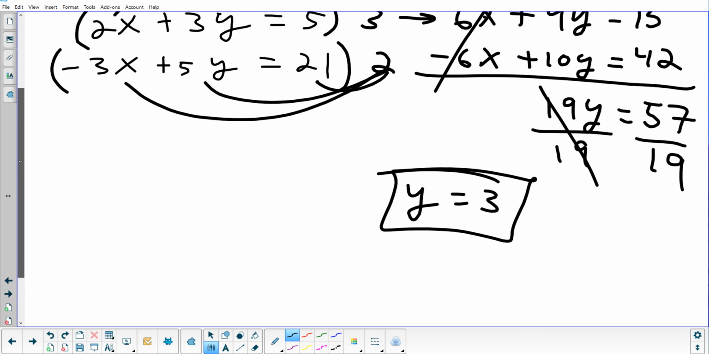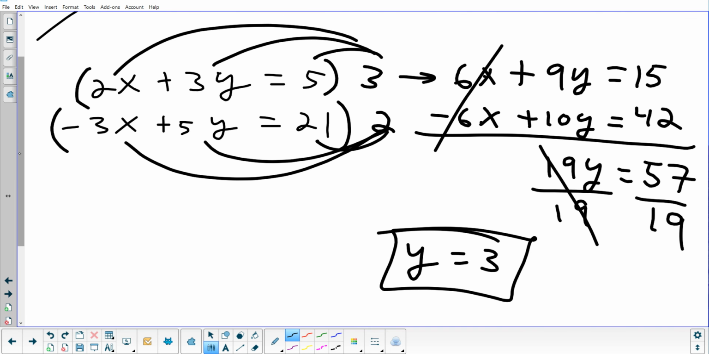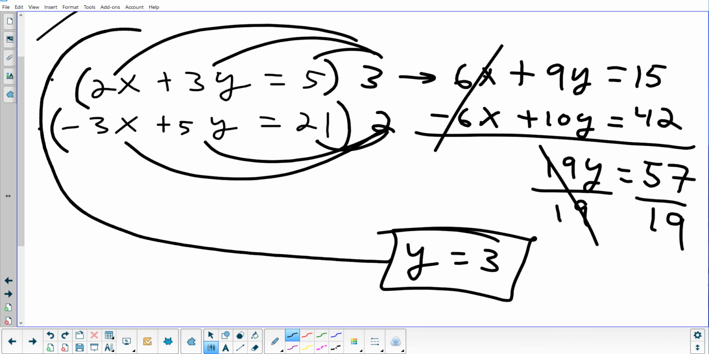Now we have to go back and find x. Which equation do you think is simpler to use? You can use either one. But should we plug y back into the top or into the bottom? I'm going to use the ones before I tripled and doubled. I'm going to go back to the originals. Yeah, top. I think the top one, the numbers are a little bit smaller. So let's take y and plug it into the top equation.